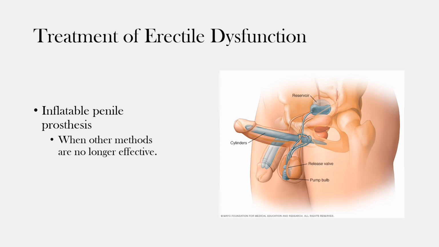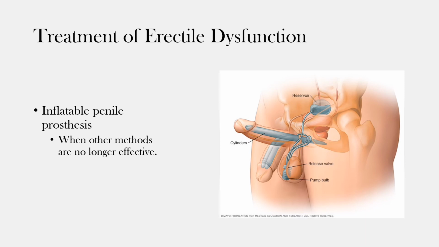The cylinders go into where the corpus cavernosa would be. The reservoir sits up near the bladder or next to the prostate sometimes, and then the pump itself sits in the scrotum or on the thigh, just depending.